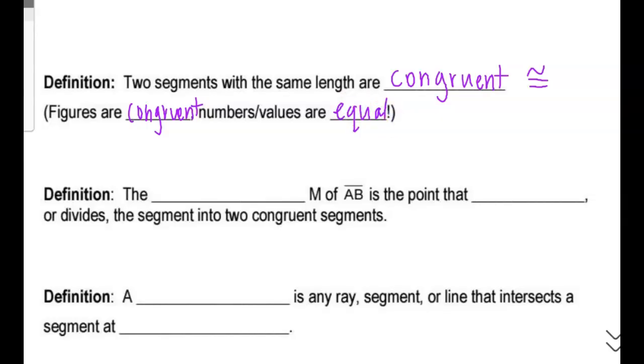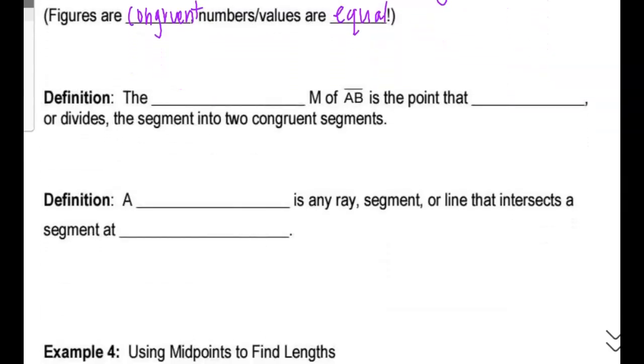You wouldn't say this circle is equal to the other circle. You would say the circle is congruent to the other. And then you would say 4 equals 4, right? So it's just same thing, but one is for figures, one's for numbers. Okay? Alright, second definition. The midpoint, this is what we're learning today.